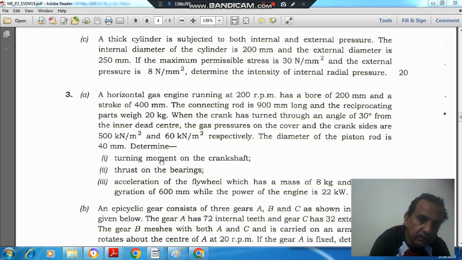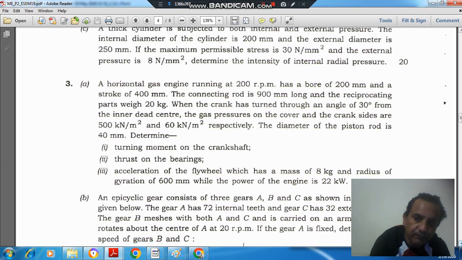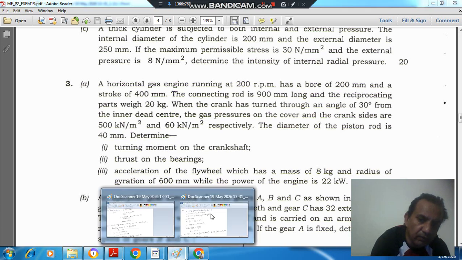Determine: 1. Turning moment on the crankshaft. 2. Thrust on the bearing. 3. Acceleration of the flywheel, which has a mass of 8 kg and radius of gyration of 600 mm, while the power of the engine is 22 kilowatt.